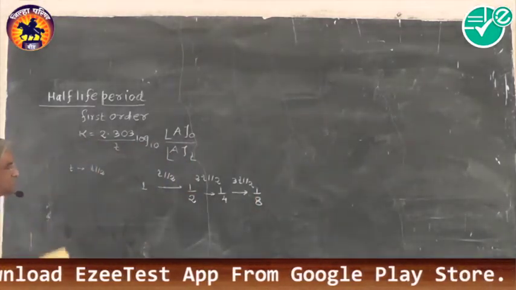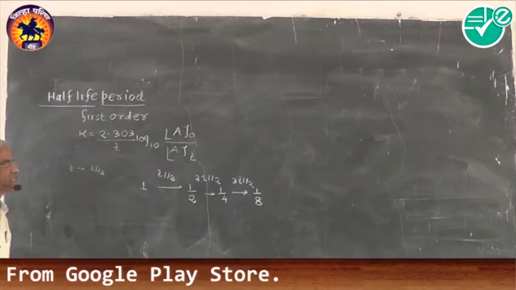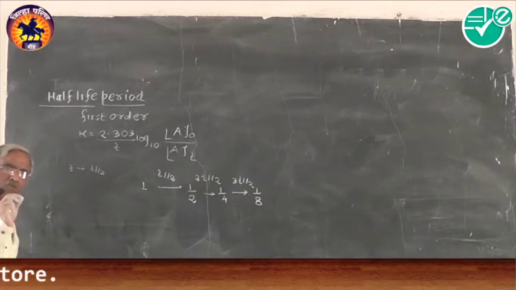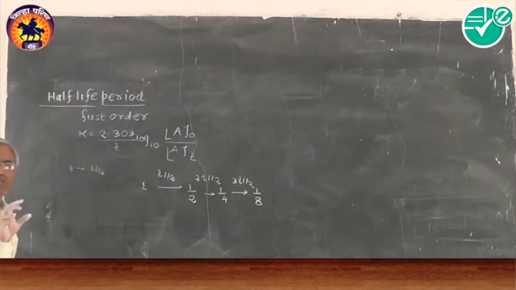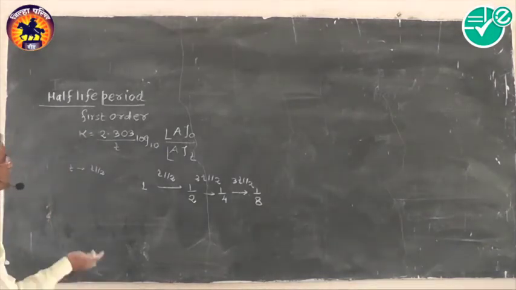By this method we can also calculate the order of the reaction. Even if the reaction concentration is reduced to 1/2, then also the order of the reaction can be calculated. That is the advantage of this.